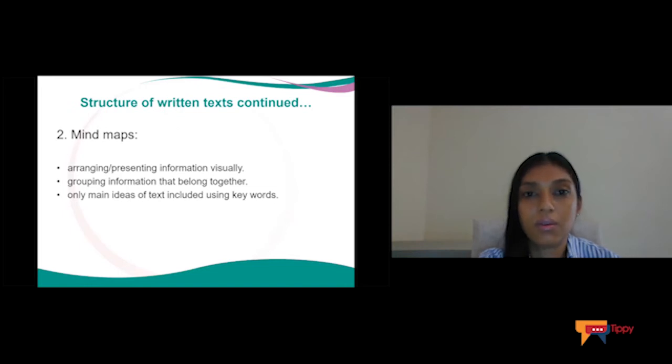Study Unit 3 also speaks to the aspect of mind maps. A mind map is a way of arranging and presenting information visually. When doing a mind map, you would group information that belongs together. Also, you would only focus on main ideas of the text while using keywords. A mind map is a useful way for you to summarize the main ideas of a text.